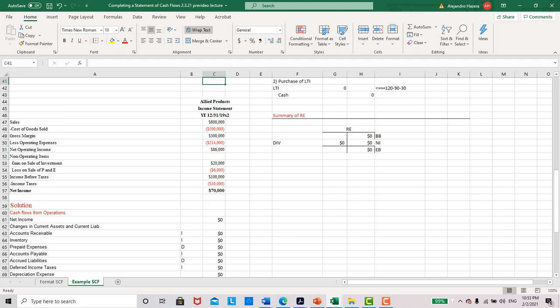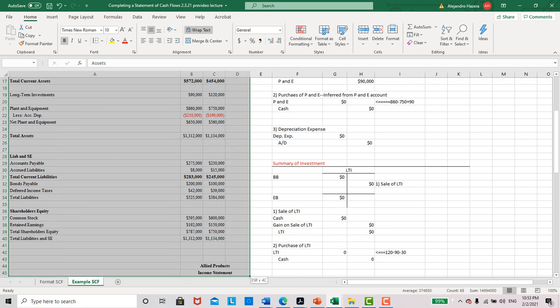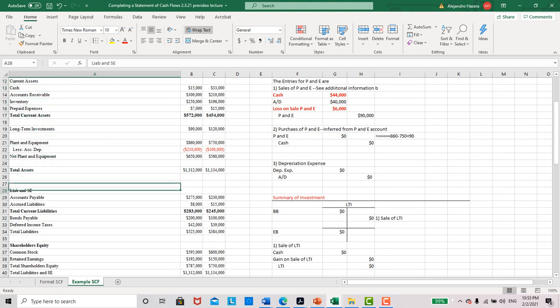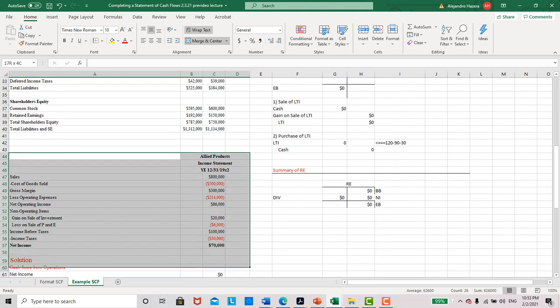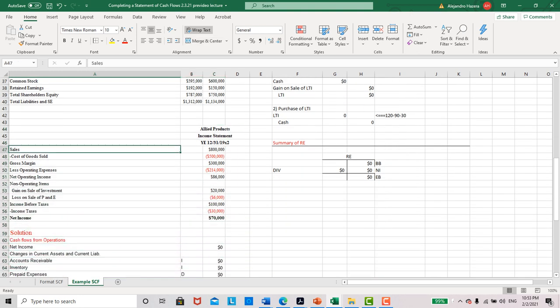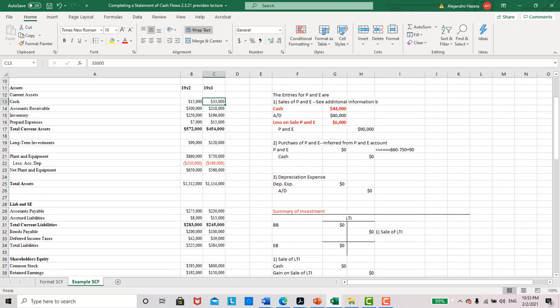Also keep in mind that you've got two balance sheets here. In the next video, we'll get more into these balance sheets. And then you've got your income statement right here. So $70,000 net income. The reason I'm pointing that out is that that loss of 6,000 is the same as that loss of 6,000 there.